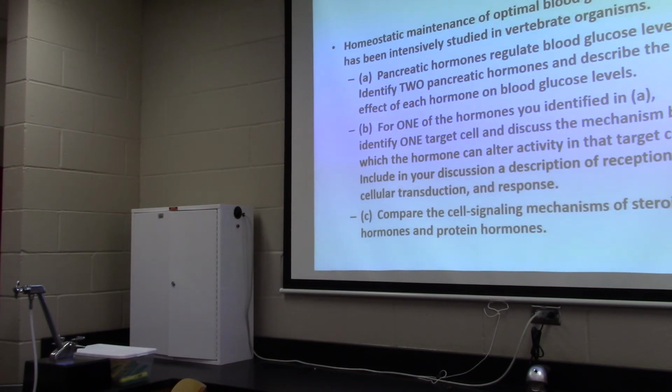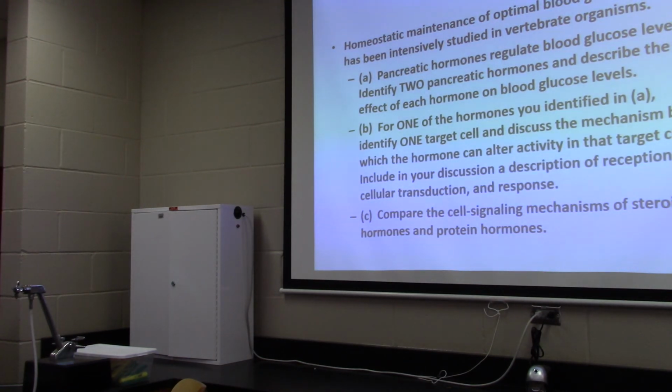Ultimately turning on enzymes inside that liver cell that will do what? Break down glycogen and release glucose, thereby doing what? Raising the blood glucose level. That's what they wanted you to talk about in B.